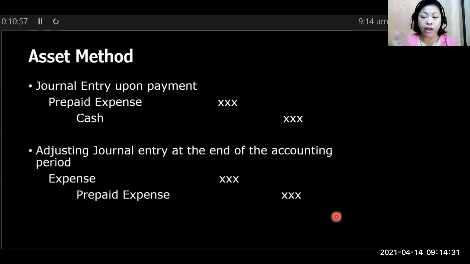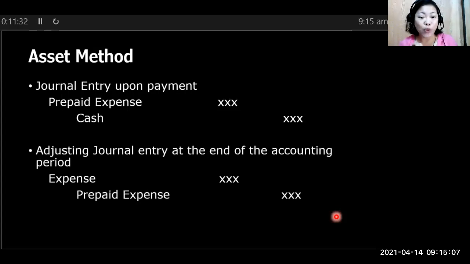Here are the accounts subjected for adjustment for prepayment. We have the asset method. This is normally what is being used. When you pay in advance, your journal entry upon payment would be to debit prepaid expense, like prepaid rent or prepaid insurance, and then credit cash.